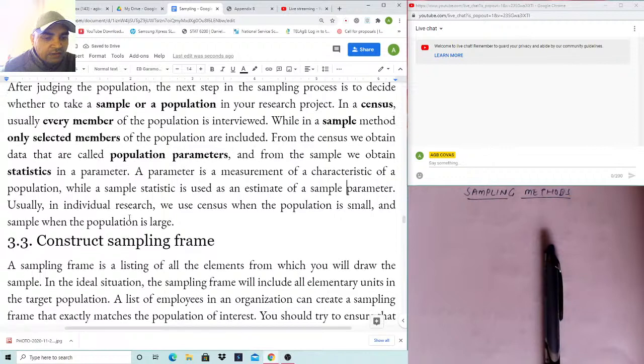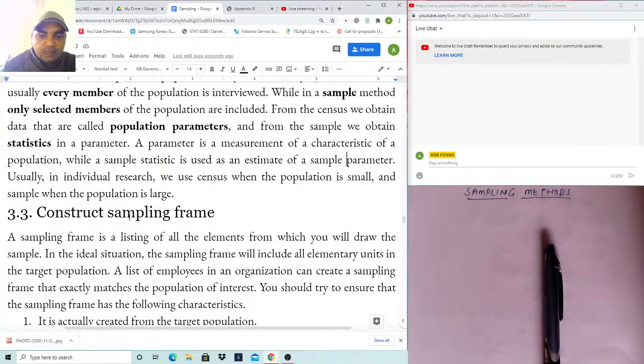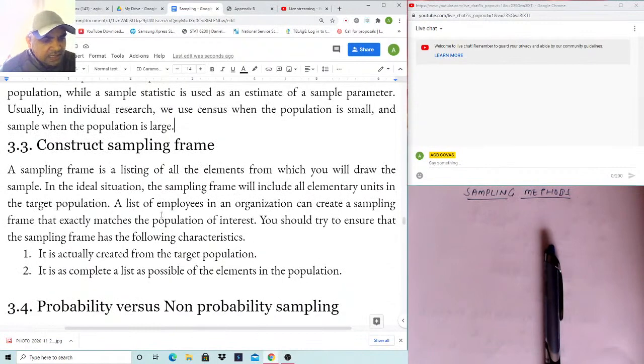So usually in individual research, we use a census when the population is small and a sample when the population is large. That is the simple criterion, right? Once you have decided whether you will go with a census or a sample, then you have to construct a sampling frame, right? So what is a sampling frame?